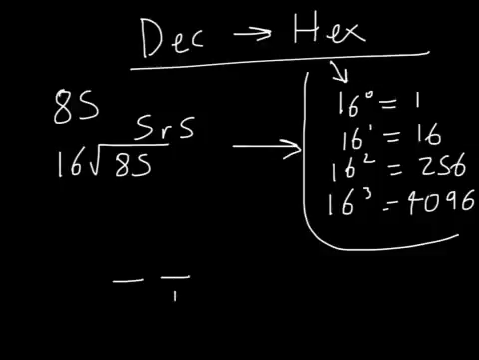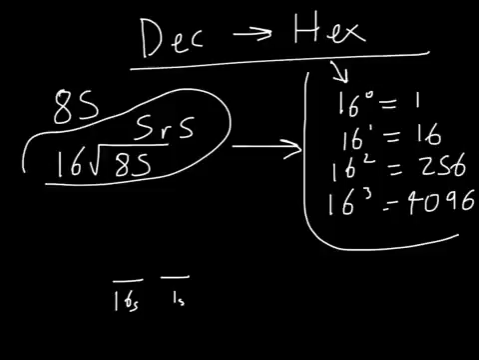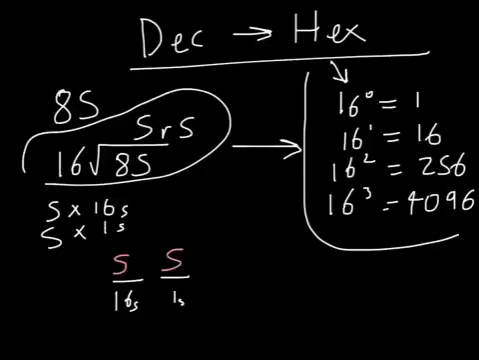This is our units column, and this is our 16s column. So we can see from here that we've got 5 lots of 16s, so we're going to put a 5 here, and we've got 5 lots of 1s from our remainder, so we're going to put a 5 here. Therefore 85 in decimal is 55 in hexadecimal.